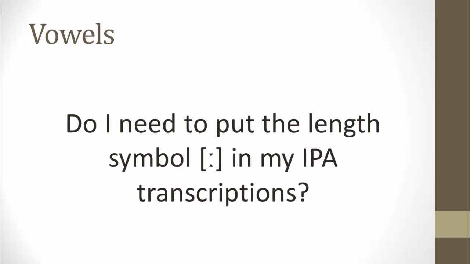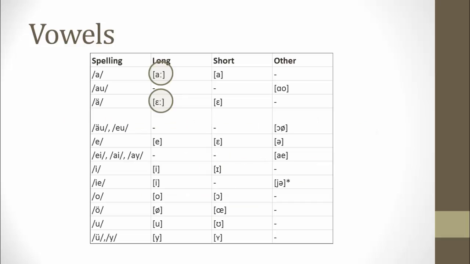Very often I see the question, do I need to put the length symbol, the little dots, in my IPA transcription? There are two instances where you need to. It's with the written A and the written E, because there's a short version of both of those. So those are the only two you need to put it in for. And if it helps you to put it in for the other long vowels, you can do that, but it's not required. So you can insert the IPA symbols as you see here.